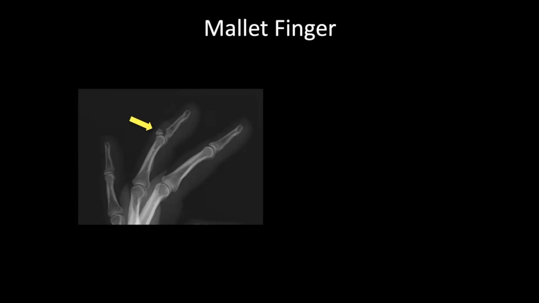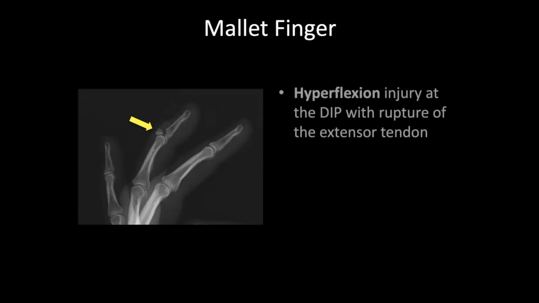Thankfully, extensor tendon injuries are much more forgiving than flexor tendon injuries. These are often treated non-operatively. You put them in a hyperextension splint, and their discharge instructions are very critical for this. They need to leave that splint on for a minimum of 8 weeks. If they take it off at any time and move that finger, it resets the clock and it increases the chance that they'll need an operative repair. So discharge planning is really important. So again, mallet finger, hyperflexion injury at the DIP.